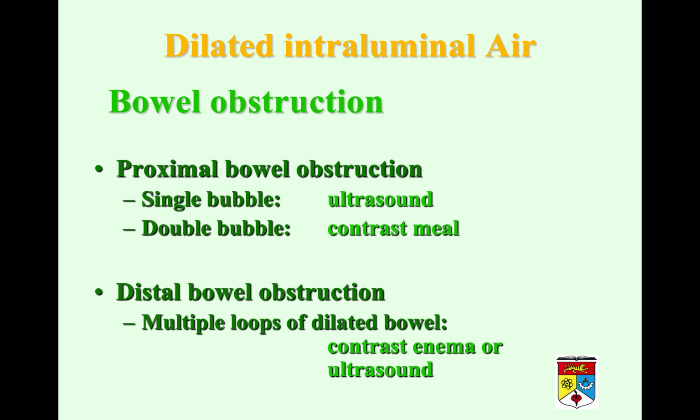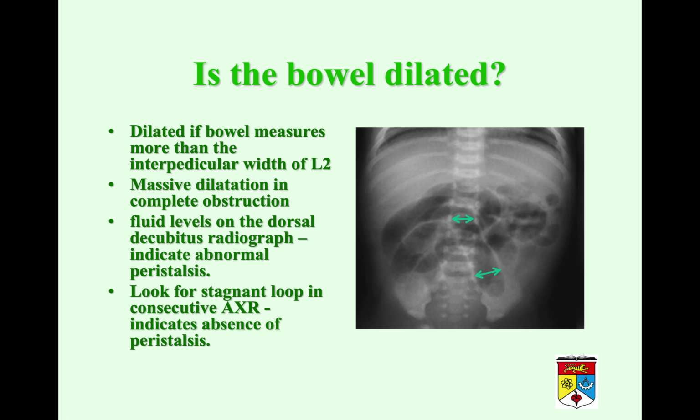If it's a distal bowel obstruction, then you might want to do a contrast enema. A contrast enema is contrast given through the anus into the rectum, compared to a contrast meal, which is contrast that goes through the mouth from above.